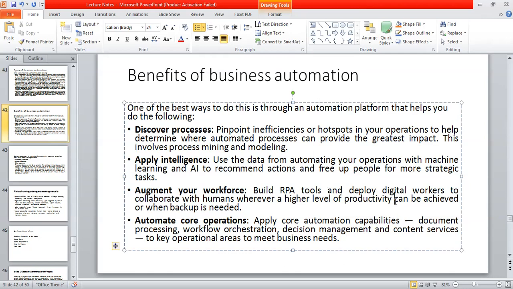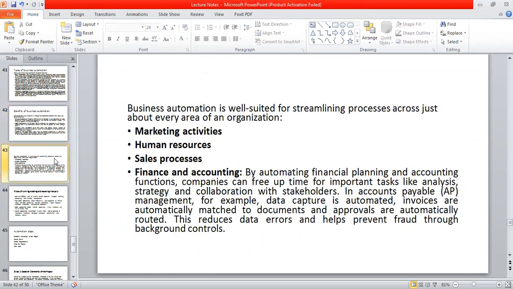Augment your workforce to build RPA tools and deploy digital workers to collaborate with humans whenever a higher level of productivity can be achieved or when backup is needed. And also to automate core operations, where you apply core automation capabilities, document processing, workflow orchestration, decision management, and content services to key operational areas to meet different business needs.